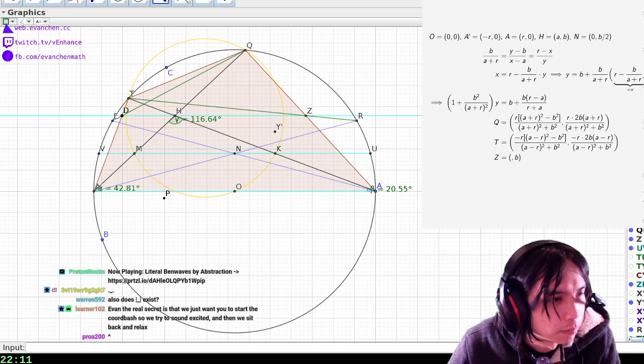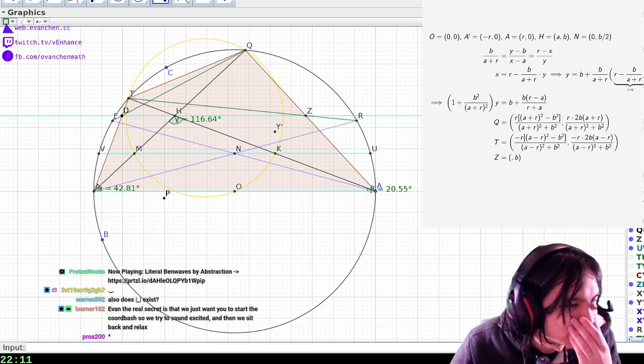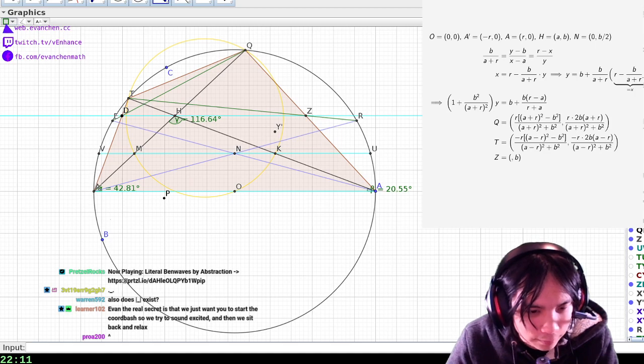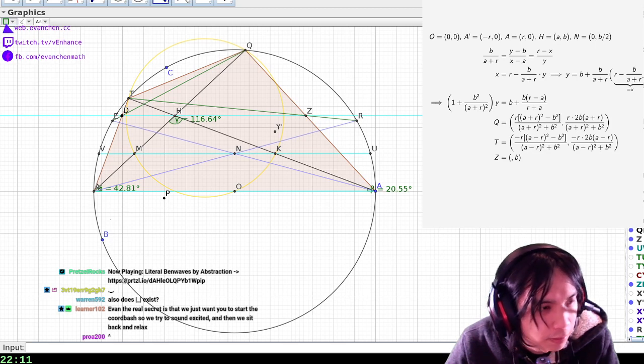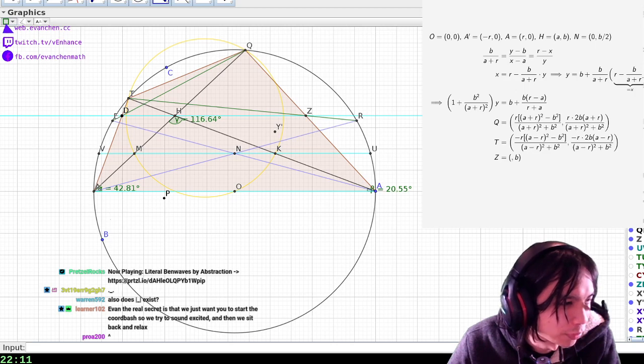Hang on, let me get this right. The Q coordinate of X. Did I say Q coordinate of X? I meant X coordinate of Q.